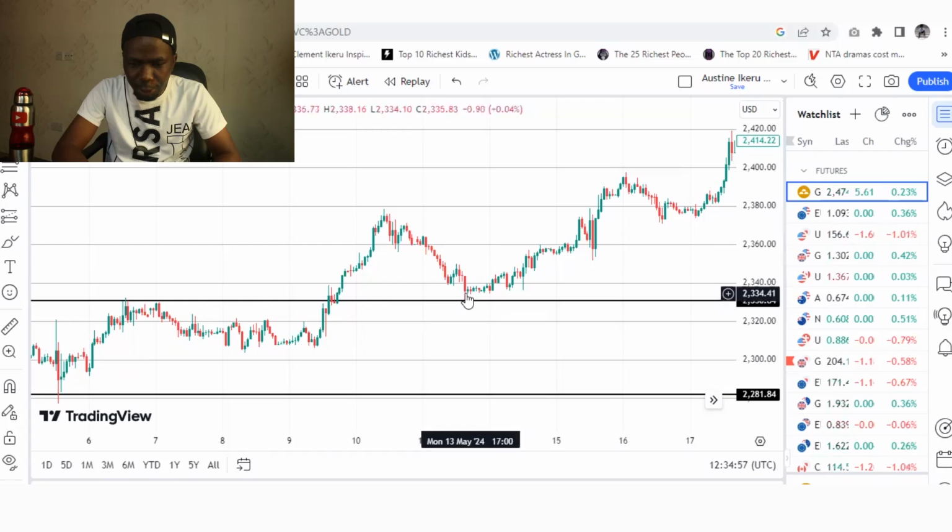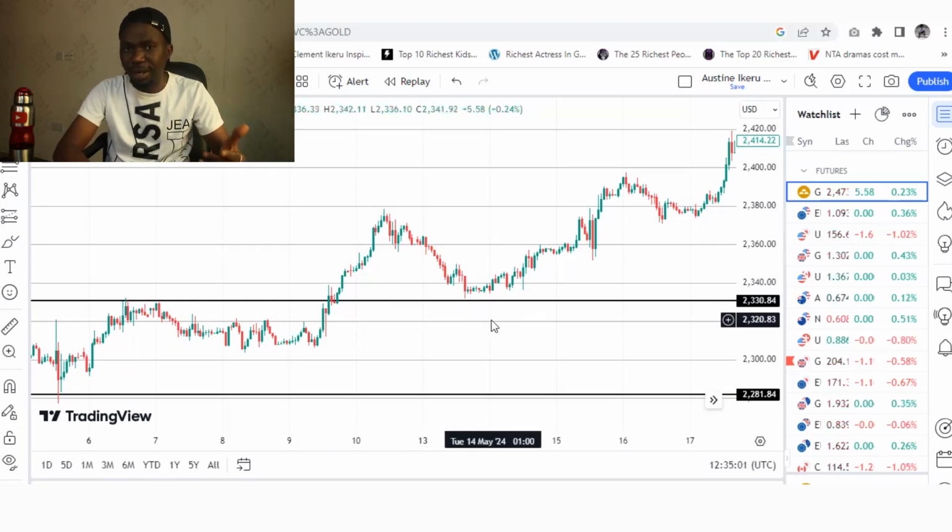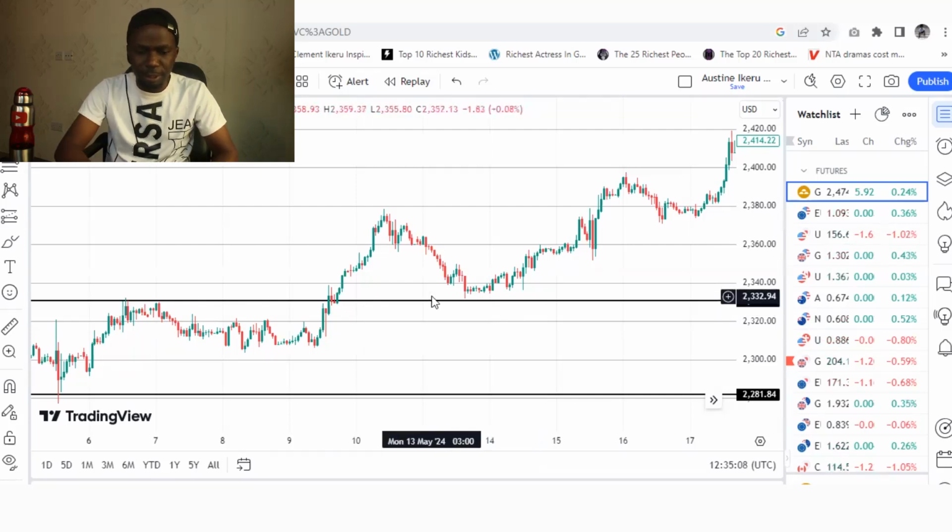So your buy trade should be here and your stop loss should be below the support level, the newly formed support level, right? So this is how you trade using pure price action. So we'll go to the second point here.